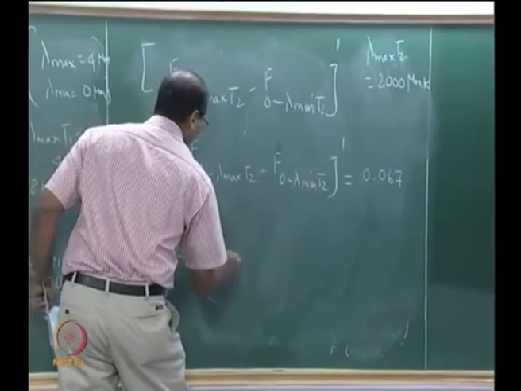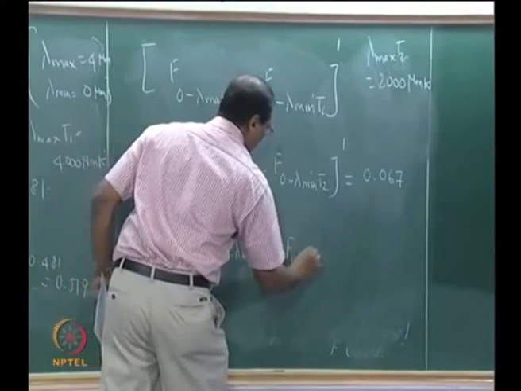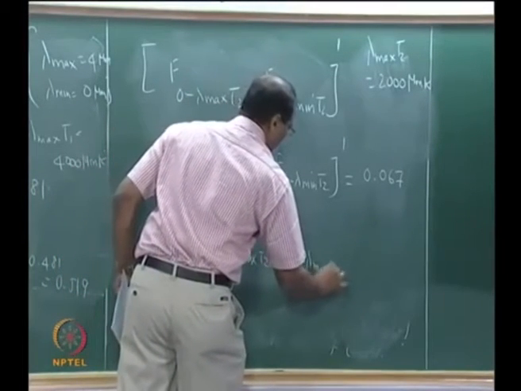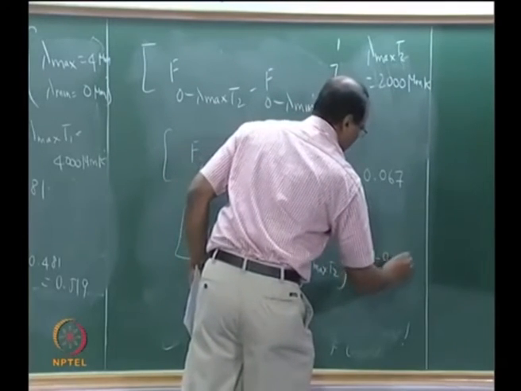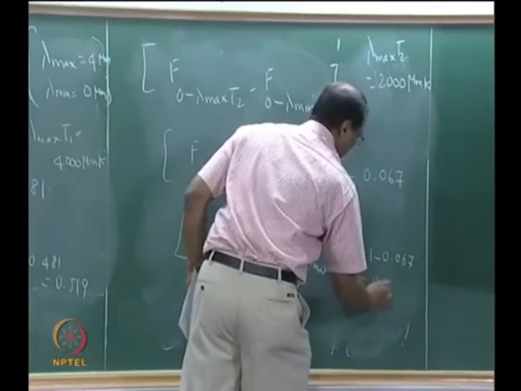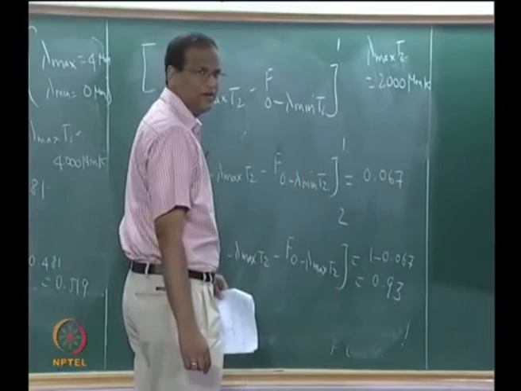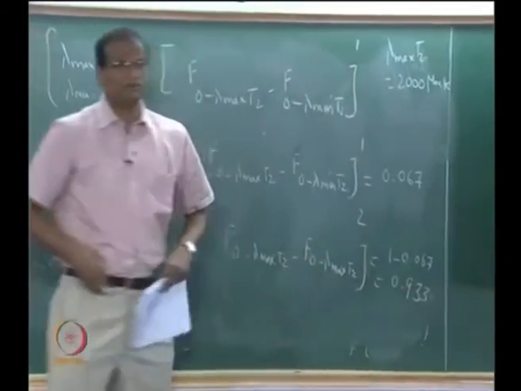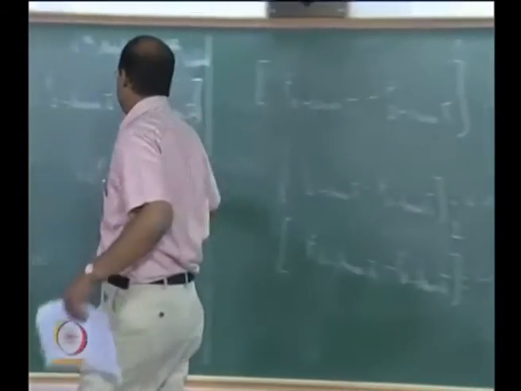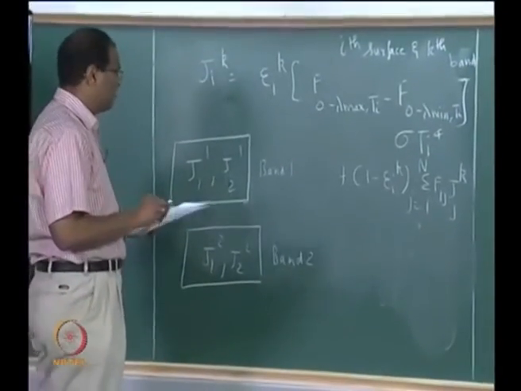Now F of 0 to lambda max T2 minus, of 2 equal to 0.933, okay. Now we got the important things here, other things are straightforward. Now we will write the bandwise equations.